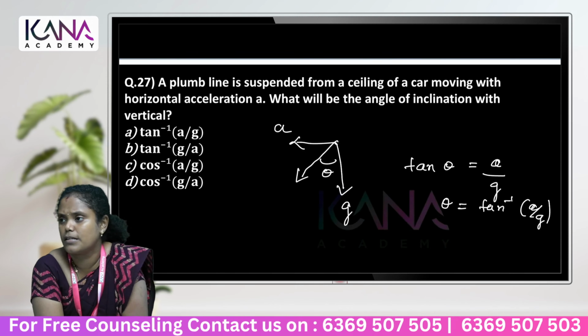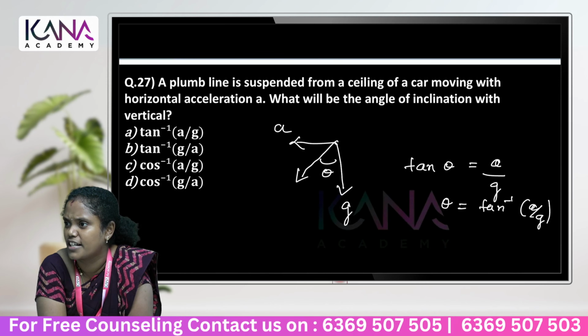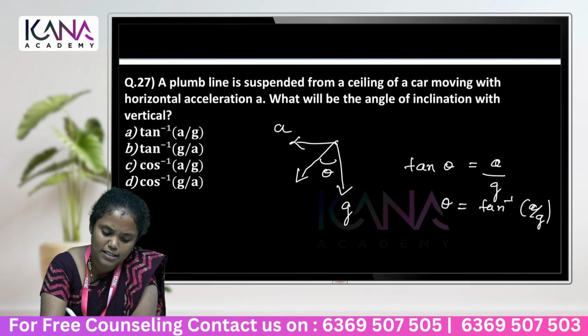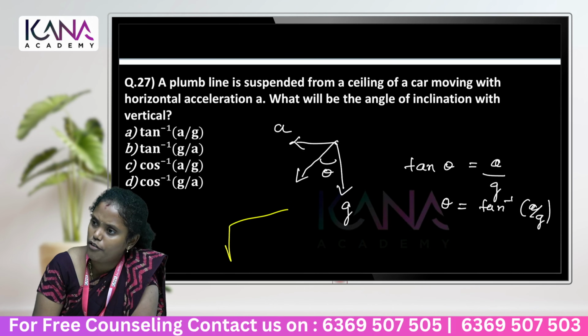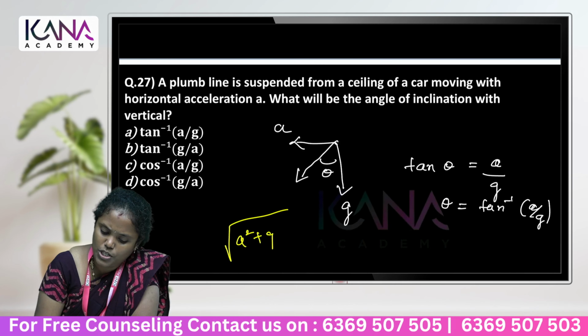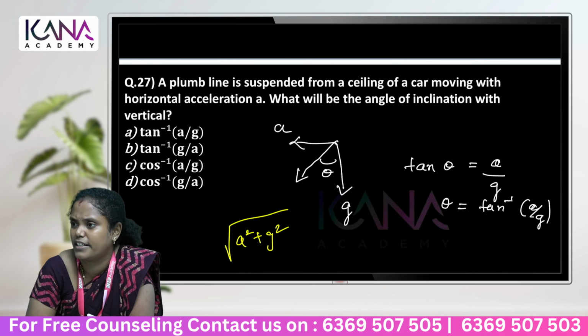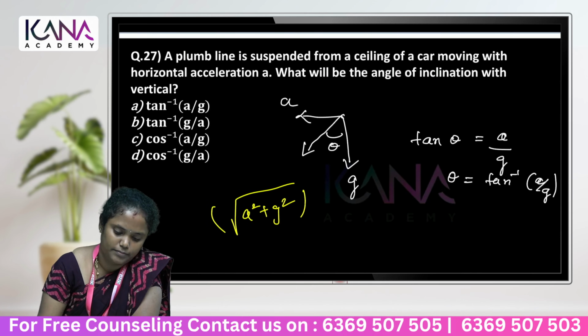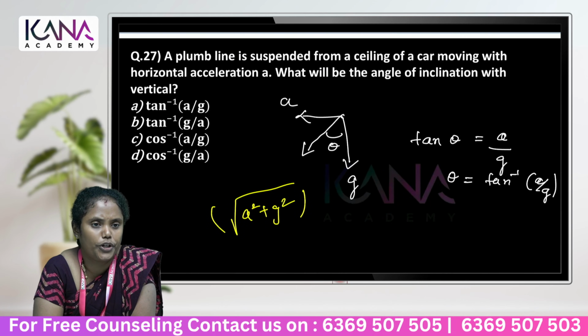இதே மாதிரி நமக்கு சிம்பிள் பெண்டுலம்ல ஒரு ப்ரீவியஸ் இயர் கொஸ்டின் இருக்கு இல்லையா, ரிசல்டன்ட் ஆக்சலரேஷன் அங்க கால்குலேட் பண்ணுவோம். How do we find resultant acceleration? That is square root of a square plus g square னு கால்குலேட். Yes. Shall we move on to the next question?